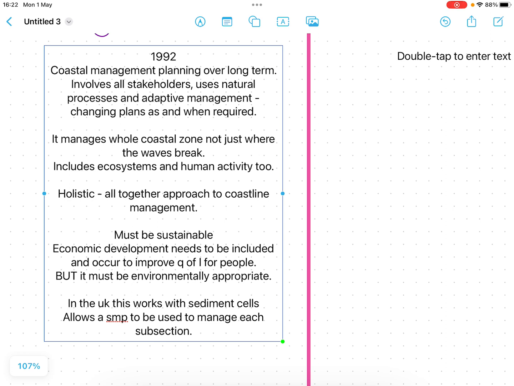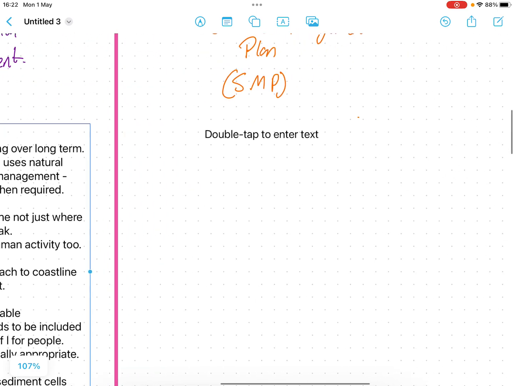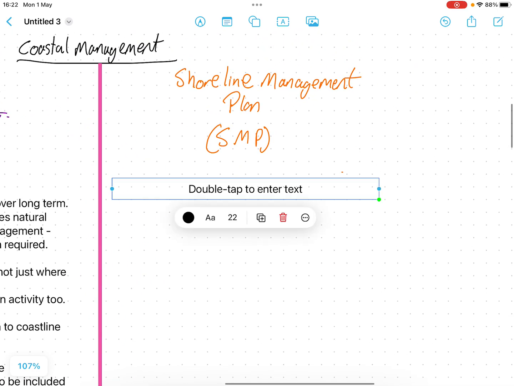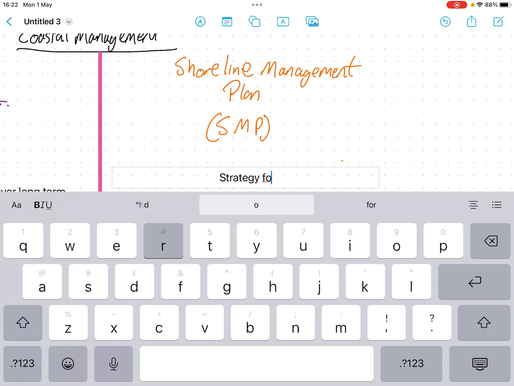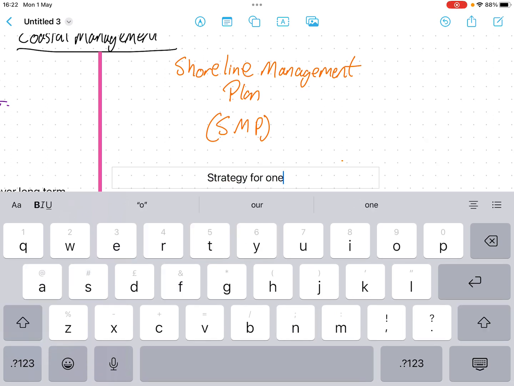Looking at the whole coastal zone, including ecosystems and human activity. Holistic, which means it's all together, and it must be sustainable, including development for people's economy to improve their quality of life, but that must be environmentally appropriate. And in the UK, we work as the sediment cells, and this allows each shoreline management plan to manage a subsection of these cells. So the shoreline management plans, this is just a strategy for one section of a coastline.